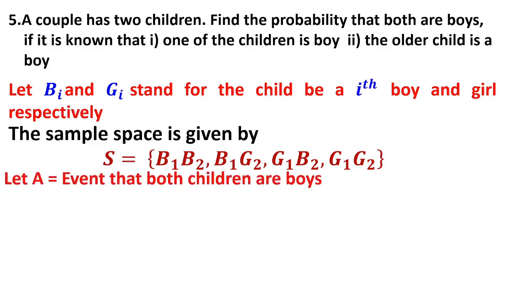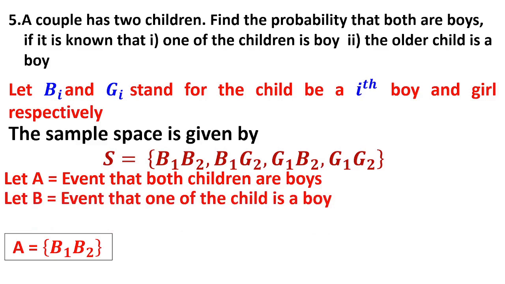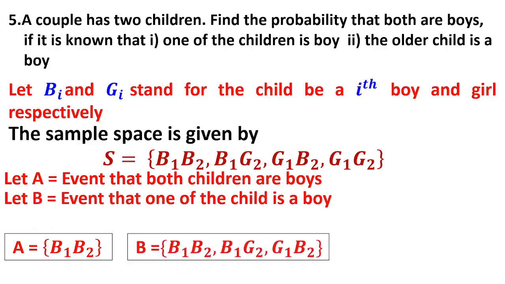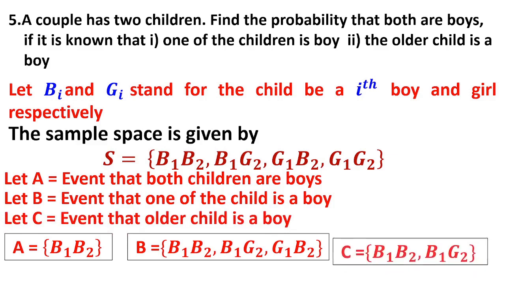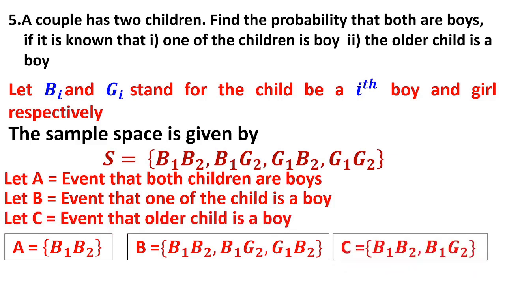Let us call A the event that both the children are boys. Now the set A will be {B1, B2}. B is the event that one of the children is a boy: {B1 B2, B1 G2, G1 B2}. C is the event that the older child is a boy: {B1 B2, B1 G2}. These are all subsets of the sample space. The events are subsets of the sample space.